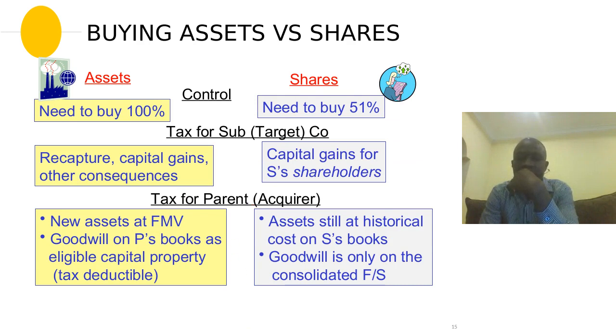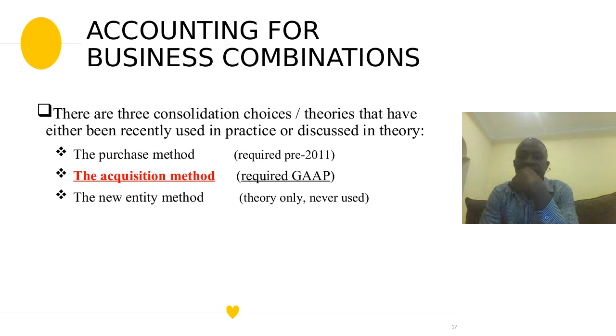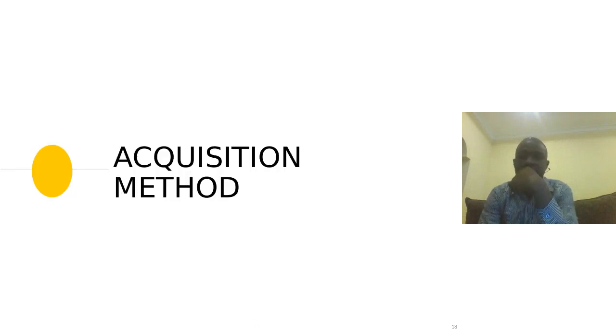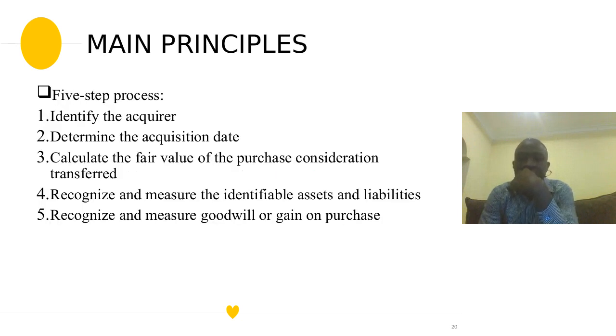So we've looked at that. I think we can now look at the accounting for business combinations. Now, for the accounting entries that are expected, we can use maybe three methods. You can have the purchase method, the acquisition method, and the new entity method. So again, we will show that in the video, so we don't have to go through it.